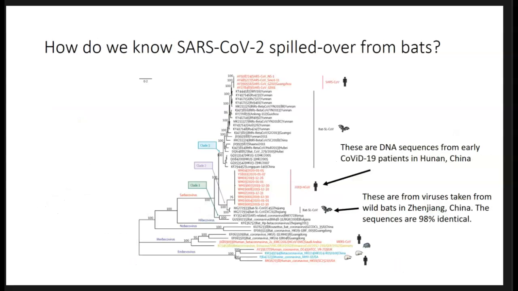We can use these sequences and phylogenetic relationships for practical purposes. For instance, phylogenetic trees are one of the reasons that we know that SARS-CoV-2 spilled over from bats at the beginning of the COVID-19 pandemic. This is a phylogenetic tree drawn from DNA sequences that were sequenced from here. These are all sequences from patients who were treated in the early stages of the pandemic. They had COVID-19 disease in Hunan, China.